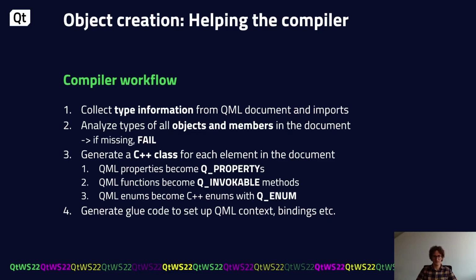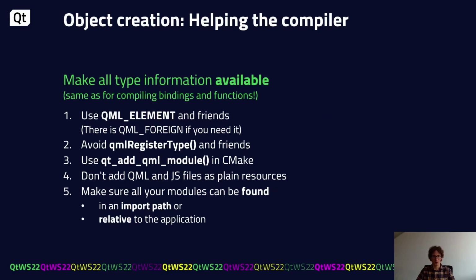Then it generates a C++ class for each element in the document. QML properties become QProperty, QML functions become Q_INVOKABLE methods, QML enums become C++ enums, Q_ENUM, etc. And it generates glue code to set up the QML context, bindings, etc. What can you do? Well, make all type information available. We've had that before. That's equally important for both compilers. You need to use QML_ELEMENT, you need to avoid qmlRegisterType, you need to use qt_add_qml_module. You should not add QML and JS files as plain resources, and you need to make sure that all your modules can be found.